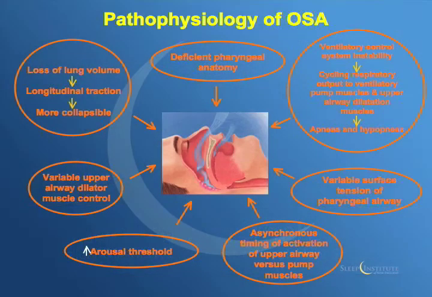Going a little bit deeper into the pathophysiology of sleep apnea, there is volume loss with longitudinal contraction leading to collapse. There's upper airway dilator muscle control variability. As you already know, I mentioned arousal. There's an increased arousal threshold. There's asynchrony to activate the airway muscles. There is variable surface tension that occurs. There is ventilatory control instability. And then there's also deficient airway anatomy, whether that's micrognathia or just narrowing of the airway.